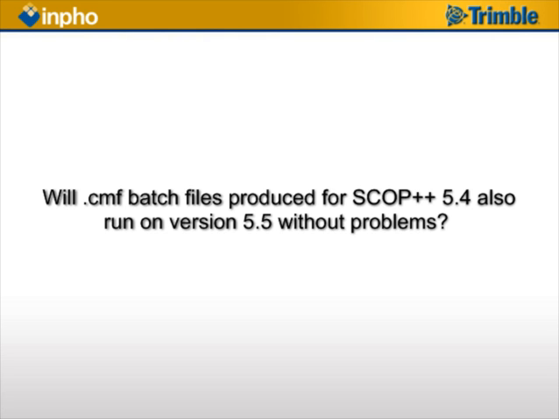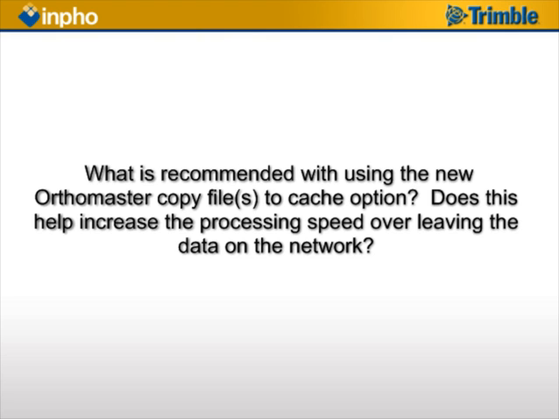A bit more technical question here. What is recommended with using the new AutoMaster copy files to cache option? Does this help to increase the processing speed compared to leaving the data on the network? Well, of course, those caching options influence the speed, but talking about the numbers in detail, I would have to look up the recommended numbers myself. But the defaults that we normally specify serve best for the process.